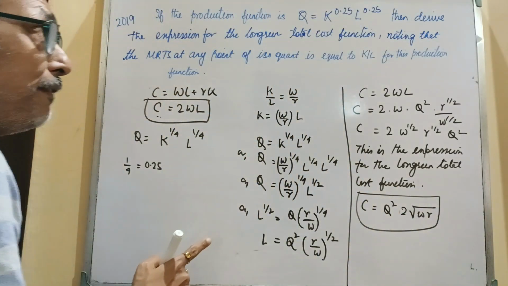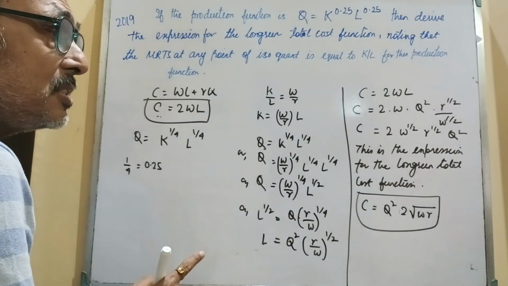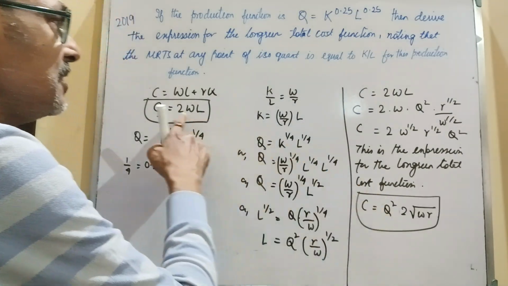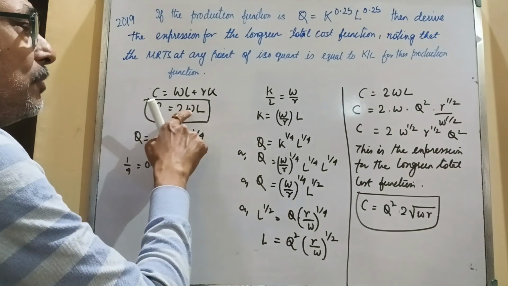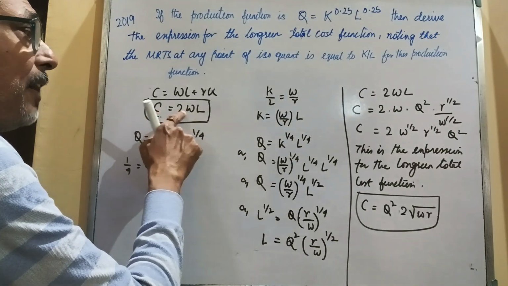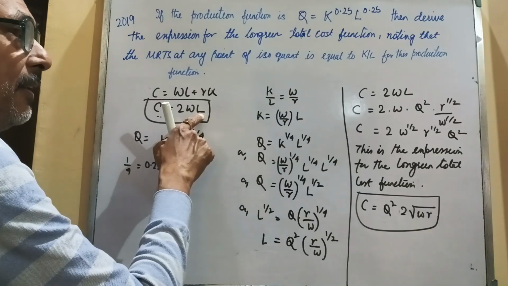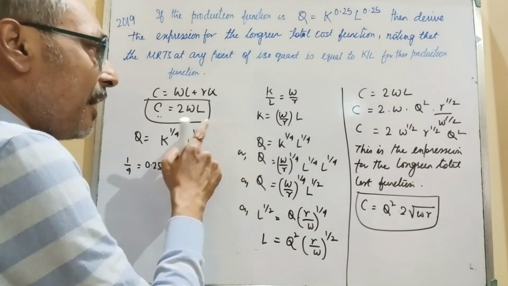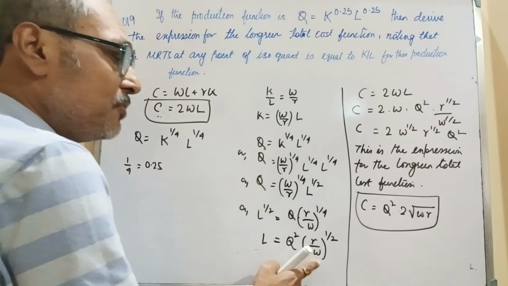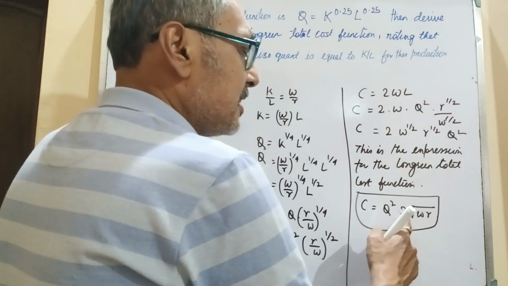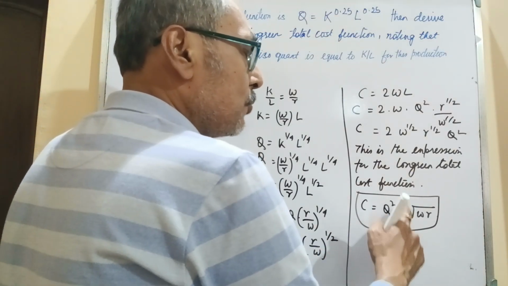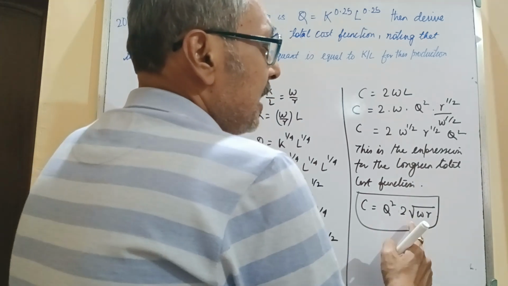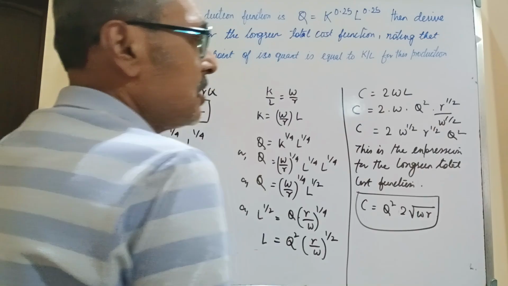Always remember, the long run total cost function should be a function of output Q. This is not the expression in terms of output Q. This is C equals 2WL. Q is not there. We have to replace L, or K, in terms of Q. We get this expression, that is C equals Q squared times 2 under root WR. This is the expression for the long run total cost function.